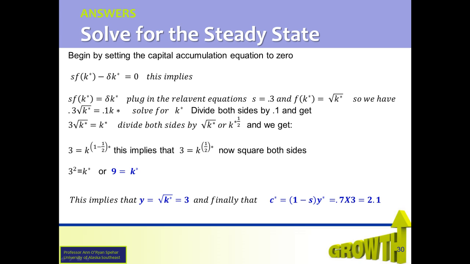Of course, this implies that y star is equal to the square root of k star, which is equal to 3. So we now have y at the steady state. And finally, we solve for c star, which is equal to 1 minus s times y star. And so this is nothing more than 0.7 times 3, which is 2.1.